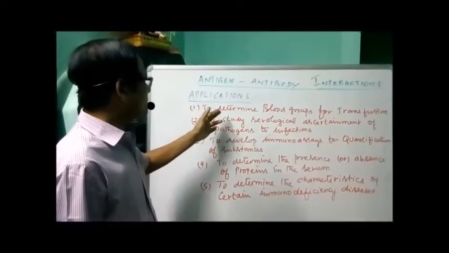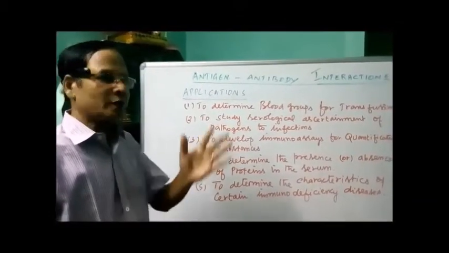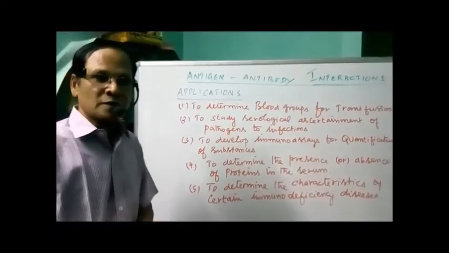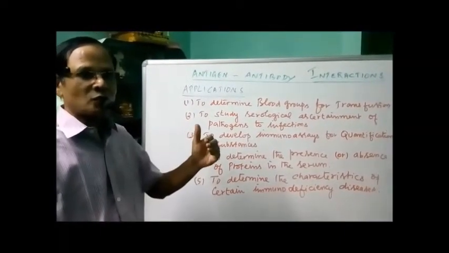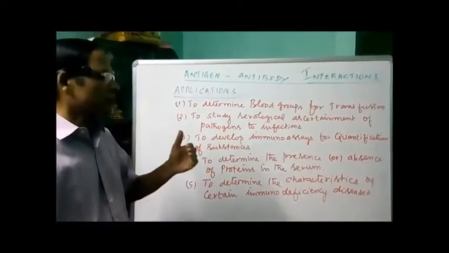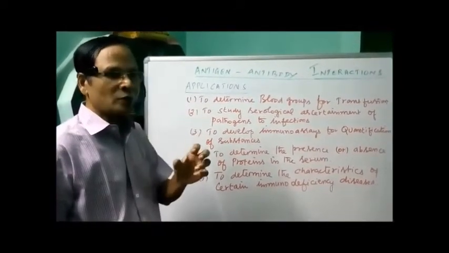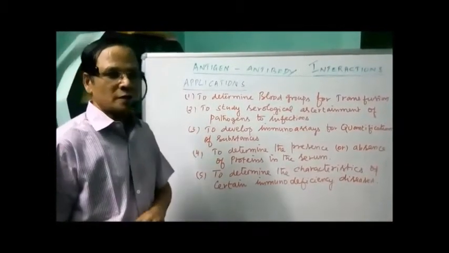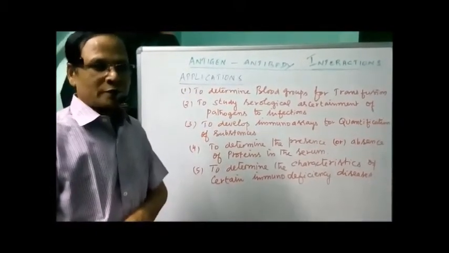Number one, to determine blood groups for transfusion, whether it is the same blood type or different. To study serological ascertainment of pathogens and infections, how far they are causing infections affecting the plasma serum. Then to develop immunoassays, which are immunological tests for quantification of substances, how much of a particular substance is present in the serum. That is called immunoassays, the test for the amount of substances.